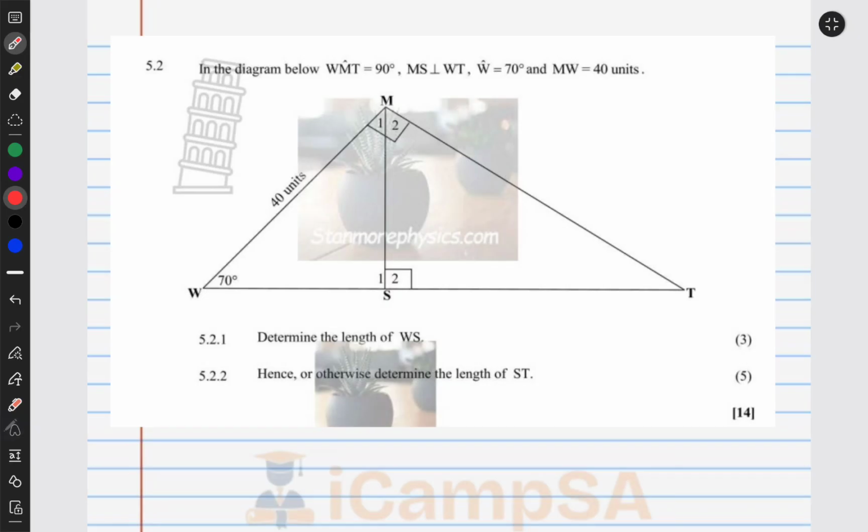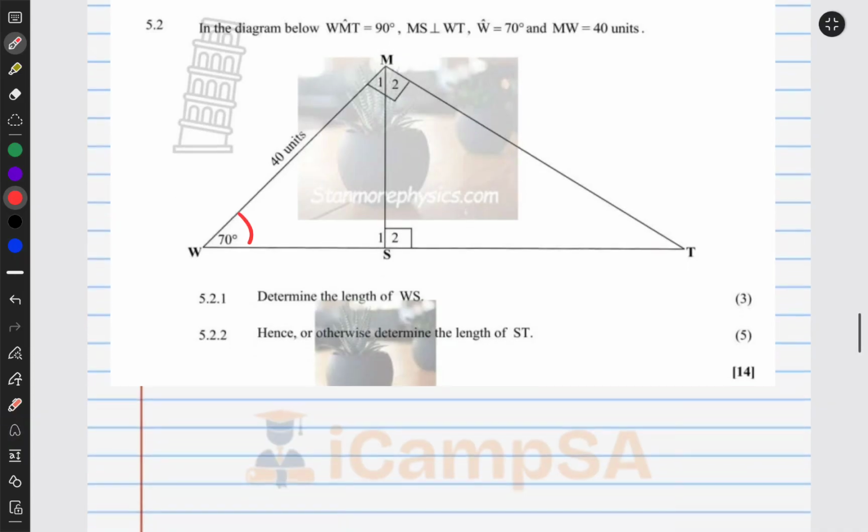And then we are told that this angle W is 70 degrees. From the word go, since we are dealing with triangles, what do you do when you realize you have a 90 degrees angle and a 70 degrees angle? Let's quickly calculate the angle T.